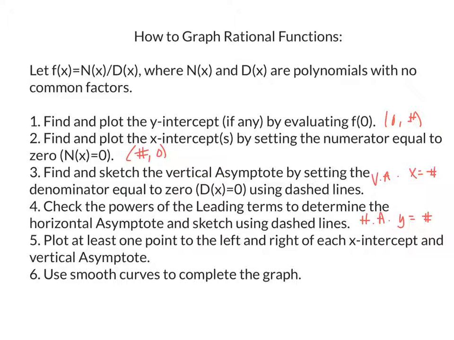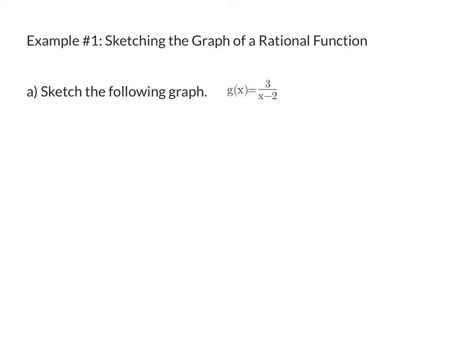Step 5 says plot at least one point to the left and right of each x-intercept and the vertical asymptote. In other words, we're testing the values that surround these major points so that we can actually get a shape for our graph. And then finally, you just use smooth curves to graph the function. So let's take a look at this in action.